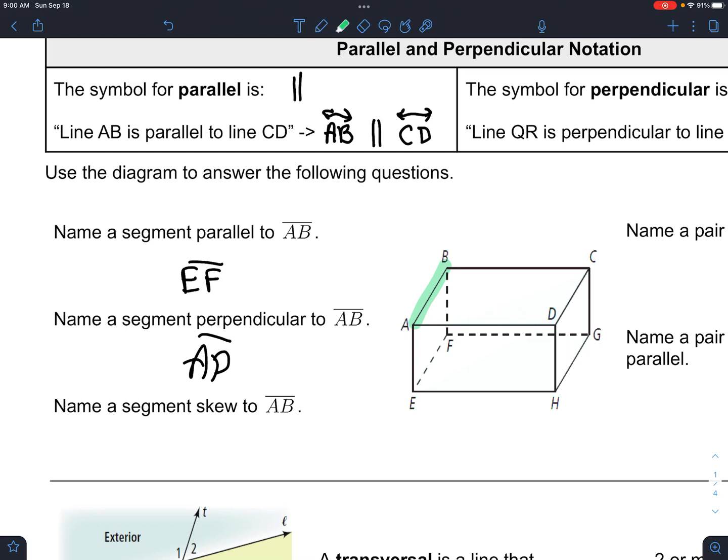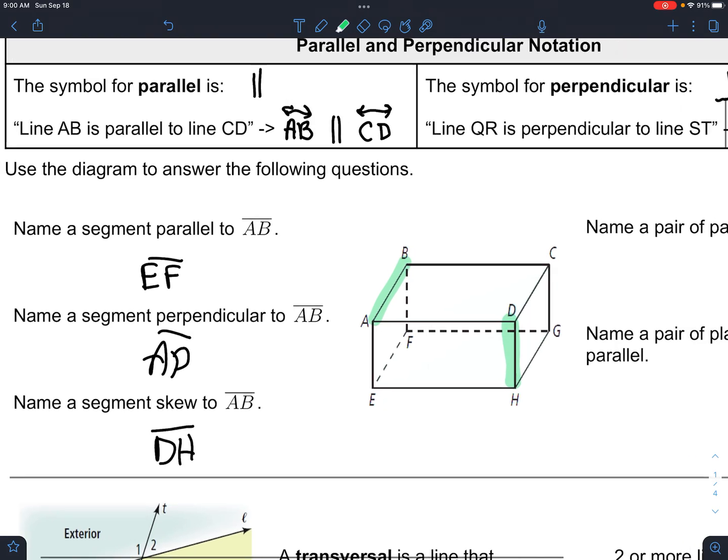A couple choices. DH is what came to me first, because those lines don't touch. But they also aren't quite parallel. You could have also said FG, EH.